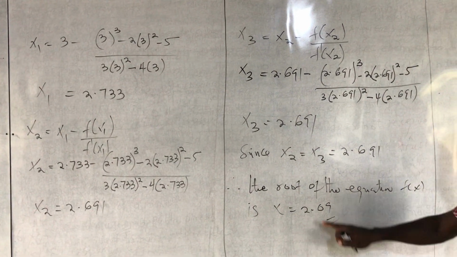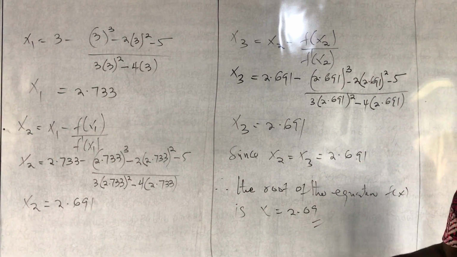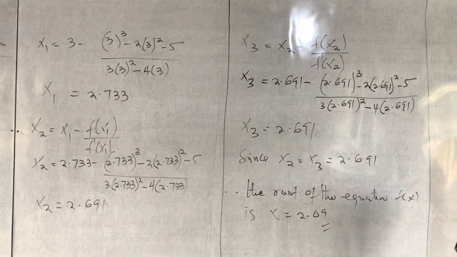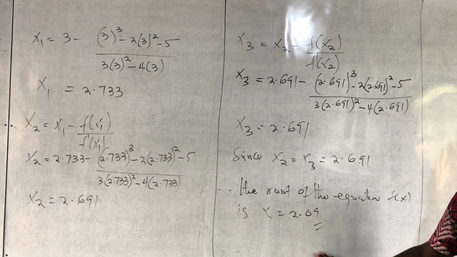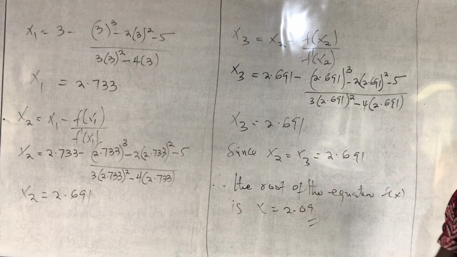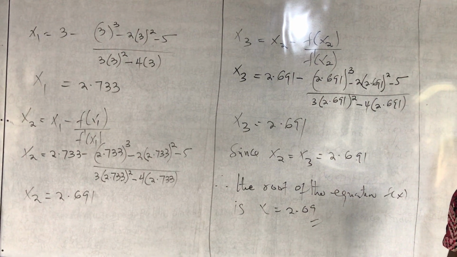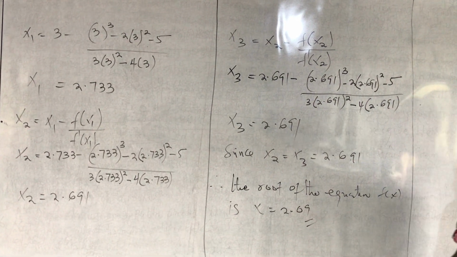Don't forget that it is 2.69 because we are asked to leave it in 2 decimal places. Do you understand that? That is what we are asked to do. We are asked to leave it in 2 decimal places. That is why it's 2.69. So that is the solution of this problem. Thank you for watching.